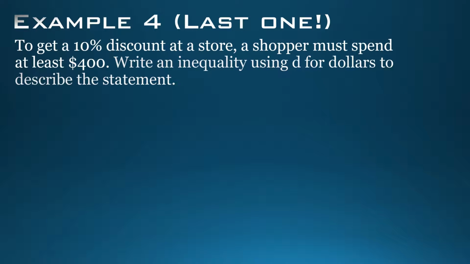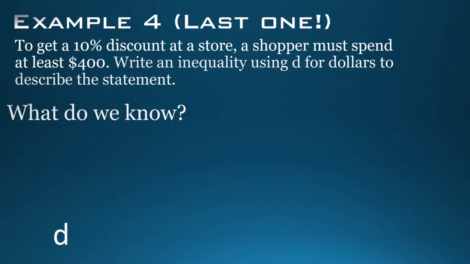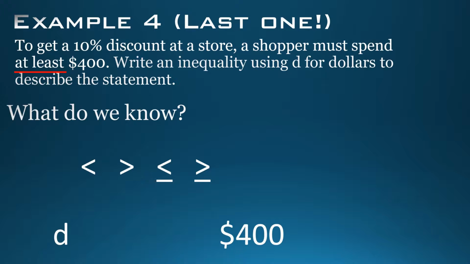Alright, the last example we have, example number 4. To get a 10% discount at a store, the shopper must spend at least $400. We're going to write the inequality using d for dollars to describe the statement. So again, what do we know? Well, we know we have d for dollars. We have to use one of these inequality symbols. And we have to go with the $400 that's in the problem. Now, which words did we use here? It says at least $400.